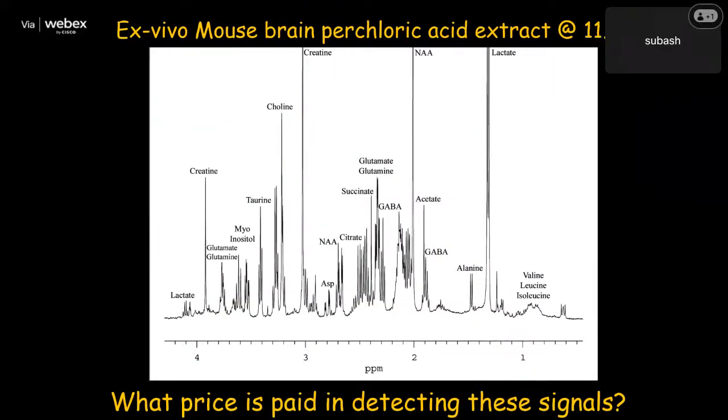So this is an ex vivo mouse brain at 11.4 Tesla. You can see how beautifully all these metabolites are seen. But this is at a very high Tesla magnet, and this must be a very costly affair. You can see valine, leucine, isoleucine, alanine, GABA, acetate, glutamate, glutamine, succinate, citrate. All these metabolites can be very well visualized in ex vivo or in vitro samples. But we are very far away from this type of spectra when we are dealing with in vivo NMR spectroscopy.